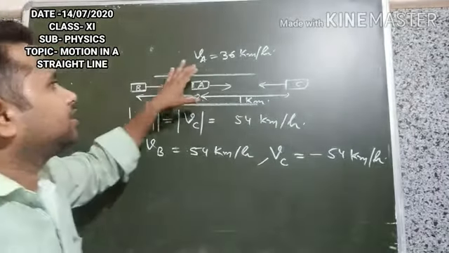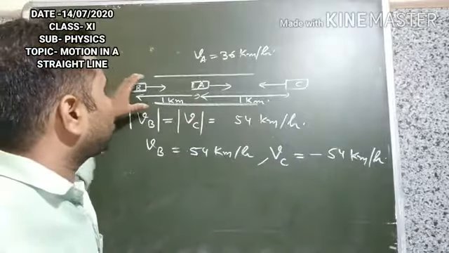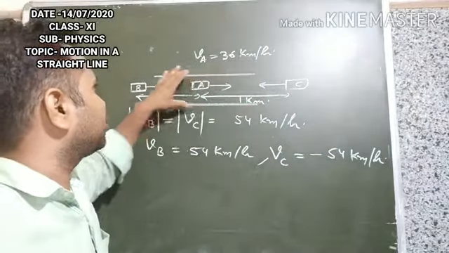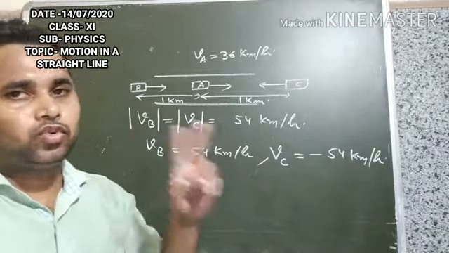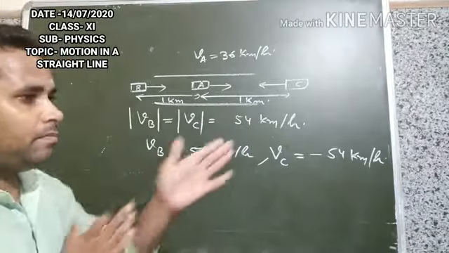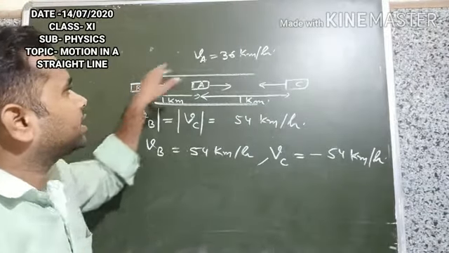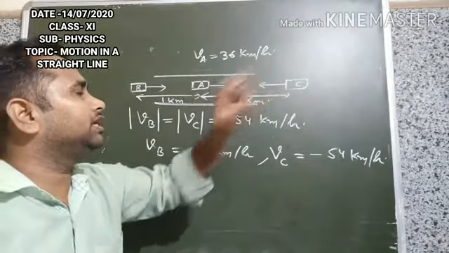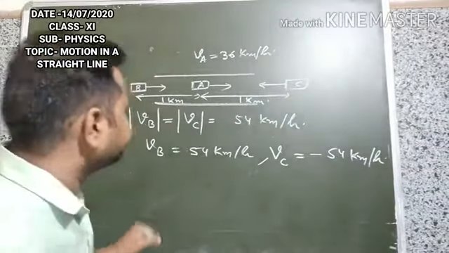Because, as I told you, it is a two-lane road, which means three cars cannot cross each other together. Only two cars can bypass each other. So B decides to overtake car A before C does. This is the question.